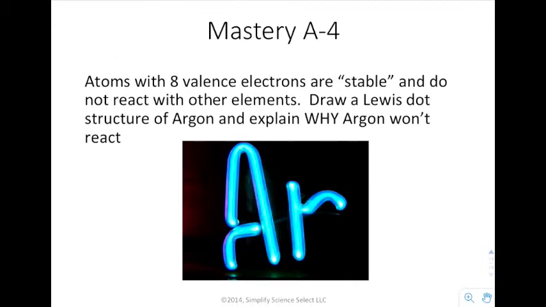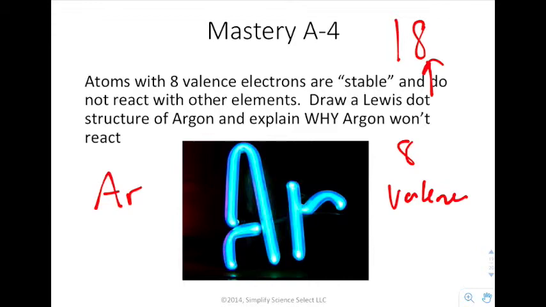Finally, it says atoms with 8 valence electrons are considered to be stable and do not react with other elements. Draw a Lewis dot structure for argon and explain why argon won't react. Well, if you look at argon, argon is in group 18. Because it's in group 18, it has 8 valence electrons. And since it has 8 valence electrons, it looks like this.